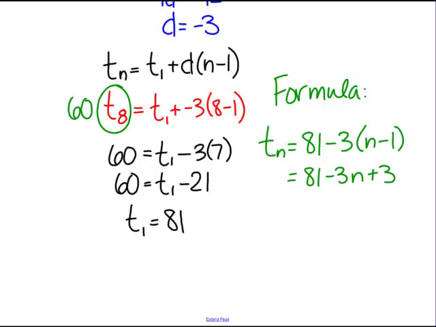But don't forget that our job is to find the 40th term of this sequence. So we have to go back down to that equation we wrote and use it to find the 40th term. So t sub 40 is equal to negative 3 times 40 plus 84. Simplify that, negative 120 plus 84. The 40th term is negative 36.